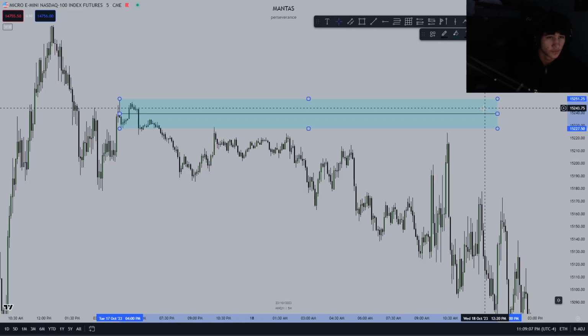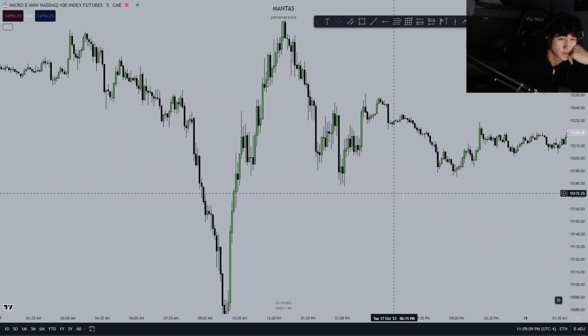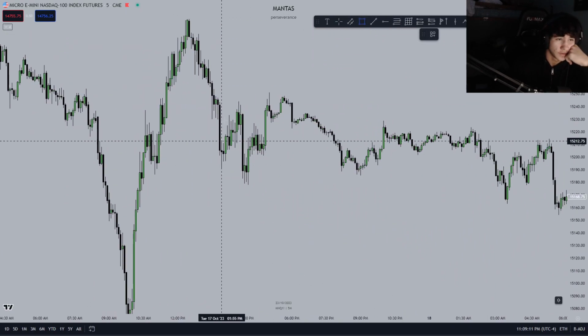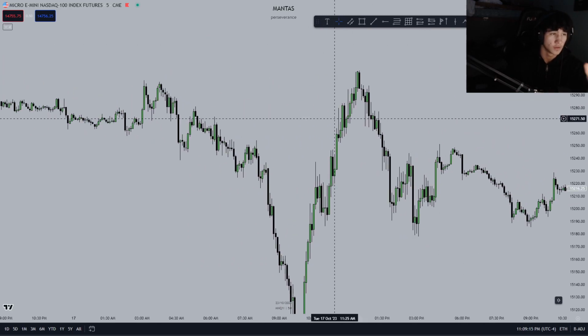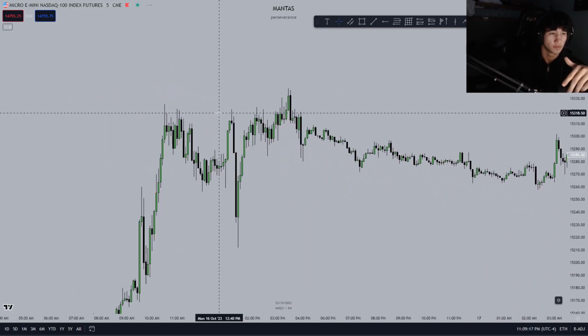Swept the high. Okay, I see. Swept the high, and then yeah, then we swept this low. This would be a bearish. No, we have to go through it, then retrace. Wait, where did we sweep into it from? We have to go through it and retrace into it.